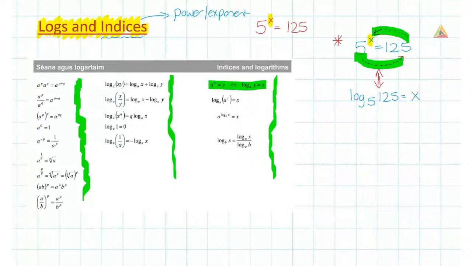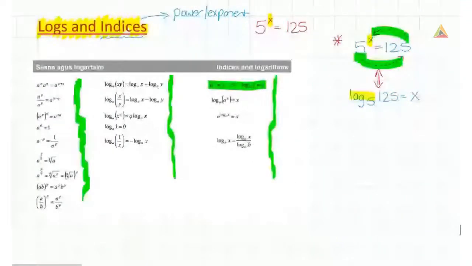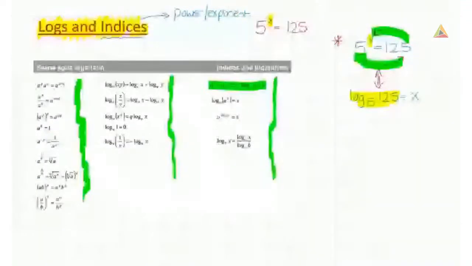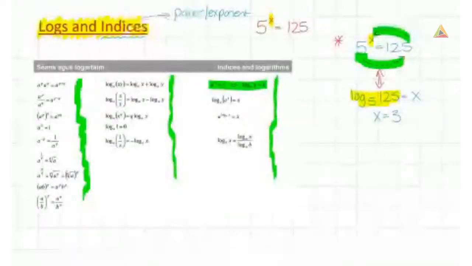And if you weren't sure what the answer was at the start, all you have to do is throw that straight into the calculator, and the calculator will tell you that x equals 3. So notice what we were looking for here was in the power, so that's why we needed to change to logs. What about if it's vice versa?